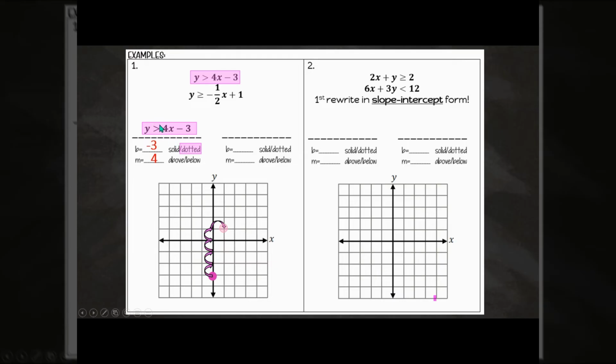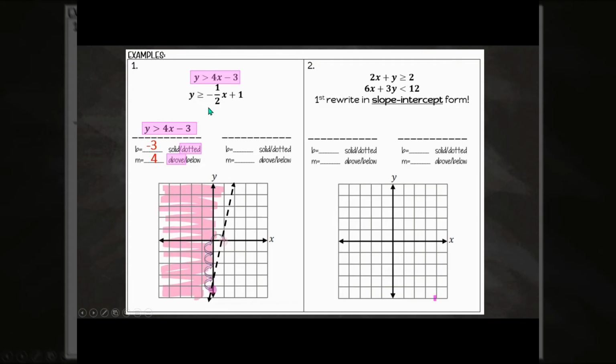This inequality sign tells me it's a dotted line because it does not have the equal sign. And then finally, this says greater than, y is greater than 4x minus 3. So all the y values that are above the line or above my y-intercept is what I shade.